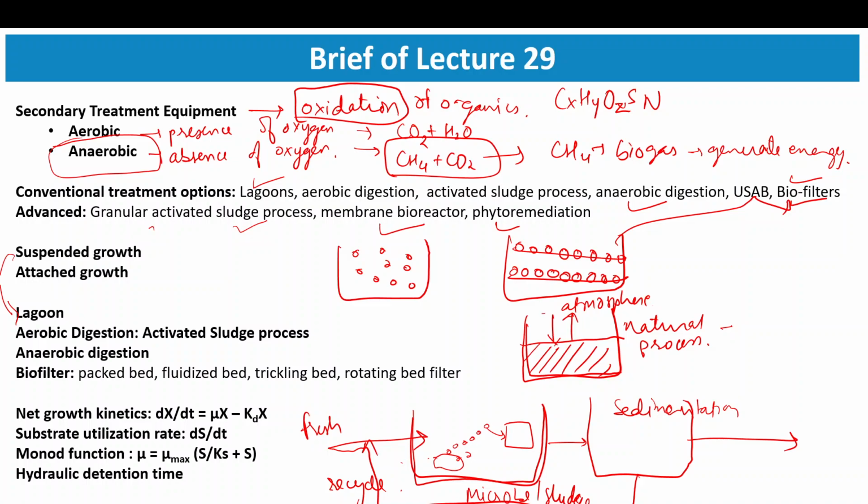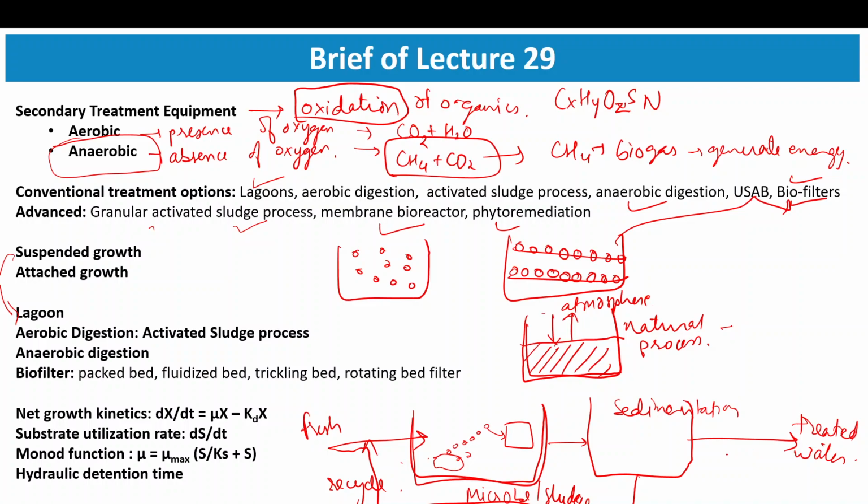So this is how it works. Also, for the growth of microbes here in the activated sludge process, there will be some requirement of nutrients. So the amount of nutrients in the water is taken care of, and you provide it externally if it is not present. Here it is treated water.